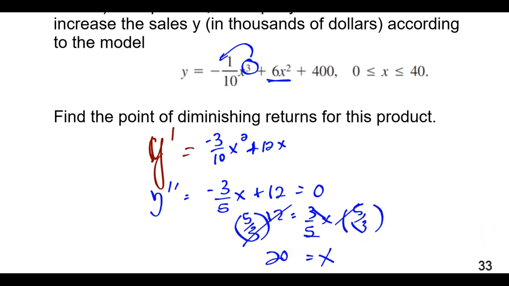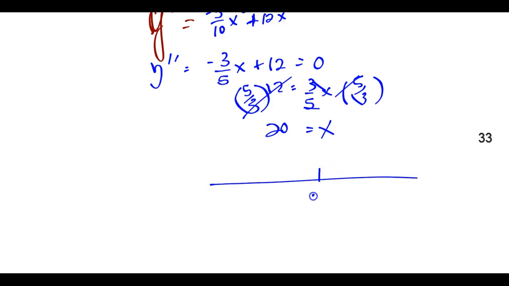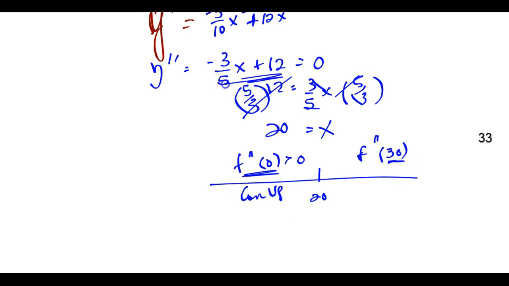So I am going to run this critical value by testing f double prime. Maybe 0 would be really easy to test, and then f double prime, just a big number. I'll just try 30. So looking here, if I throw a 0 in here, I just get a 12, which is greater than 0, so I know this is concave up. And if I throw a 30 into the second derivative, this number is going to go pretty big, and that's going to go negative, and then this is concave down. So sure enough, I found a point of inflection, and it's at 20 comma something.